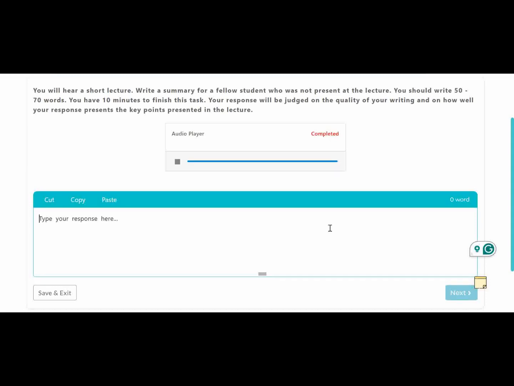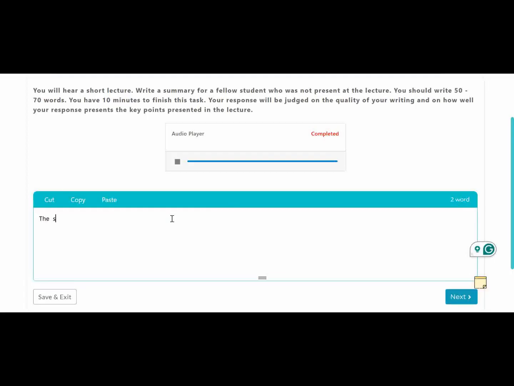So this is summarized spoken text. You have to write within the word limits, 50 to 70 words. So here is the word limit. You can check here. So always use a good template again for the summarized spoken text.